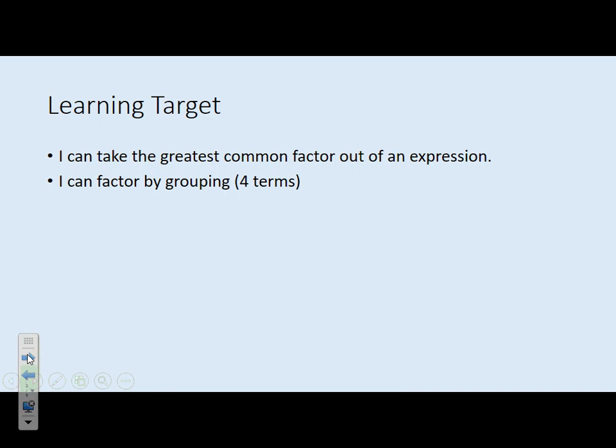But our learning targets for today are: I can take a greatest common factor out of an expression. And the second one is: I can factor by grouping. That's going to be with 4 terms. All right, so get those written somewhere on your foldable, please, whether it's on the front cover or on the back side.